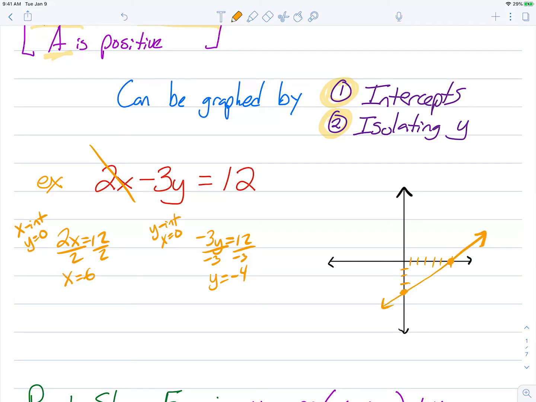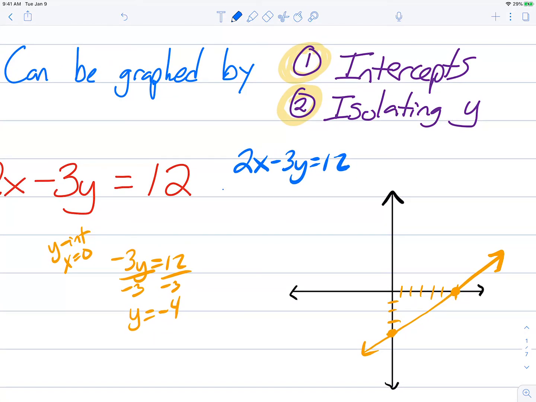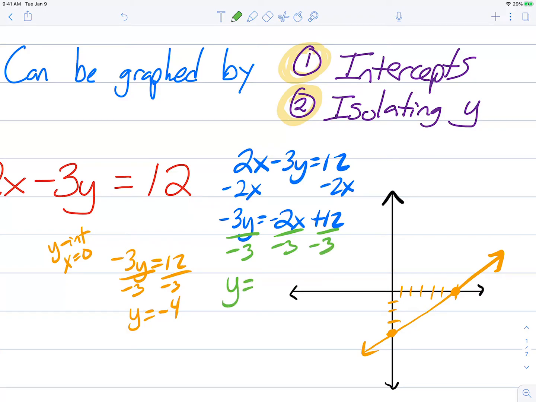Now, if you do not prefer that, you could have also taken the original equation and isolated y. So in 2x minus 3y equals 12, if I want to get y by itself, I would first subtract 2x from both sides. I'd get -3y equals -2x plus 12. And then I would divide everything by -3. If it's not a whole number, leave it as a fraction for the slope. So a negative divided by a negative is a positive. So we have 2/3 x minus 4.